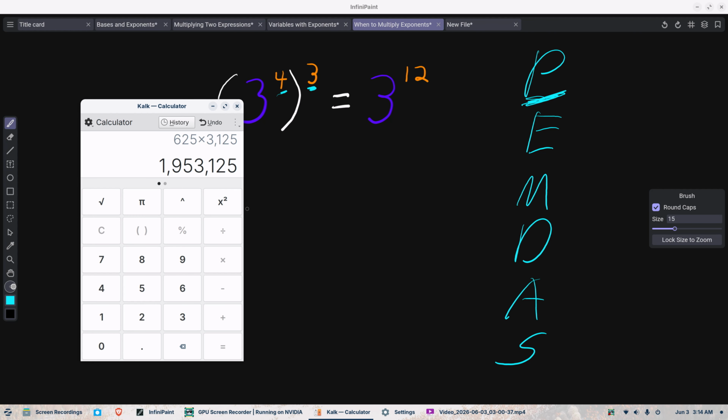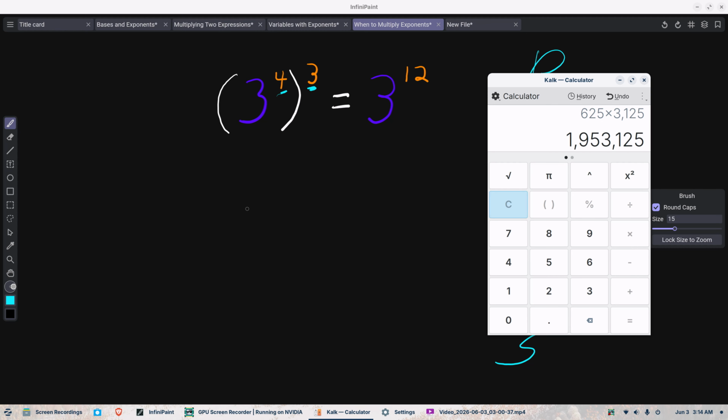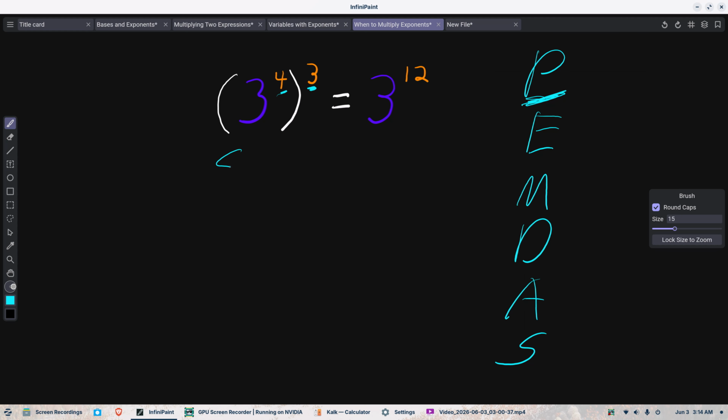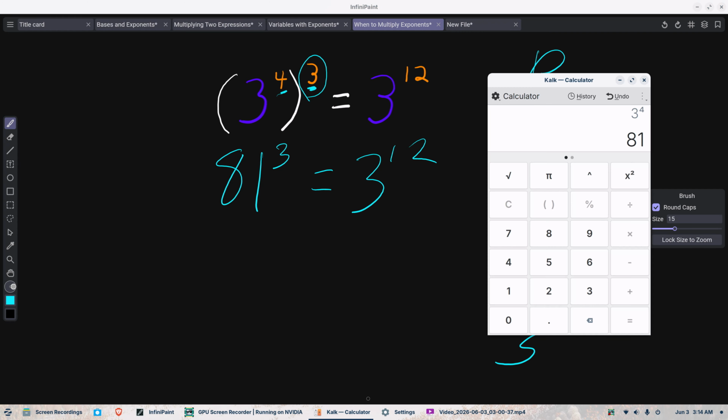So if we put that into the calculator, we will get 81. So we write down 81. And remember, we still have this 3 here as an exponent, so we also have to leave that there. And we will leave 3 to the 12th power here, and then we are going to simplify both sides of this equal sign. So if we take 81, we raise that to the 3rd power.